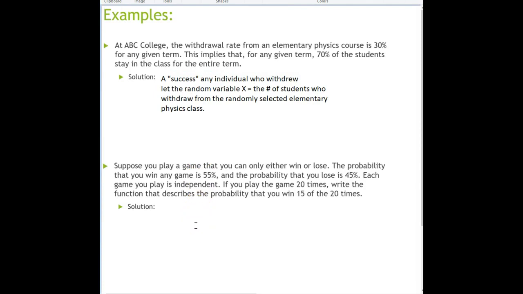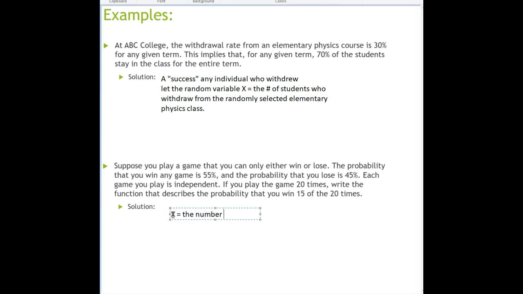Let's take a look at another example. Suppose you play a game that you can only win or lose. So the probability that you win is 55%, lose is 45%. Each game you play is independent. So this is a Bernoulli trial. If you play the game 20 times, write the function that describes the probability that you win 15 of the 20 times. So the first thing we are going to do is define our random variable x.